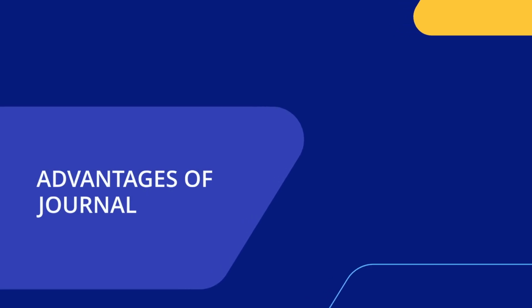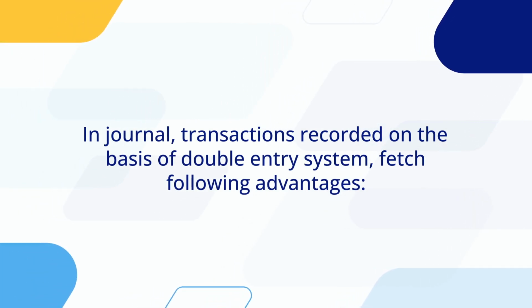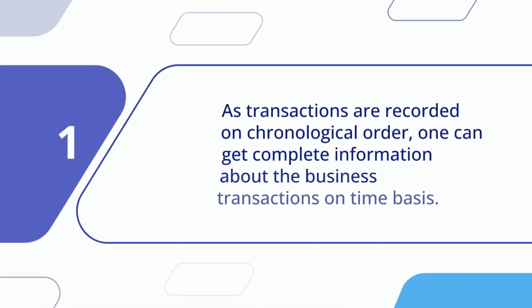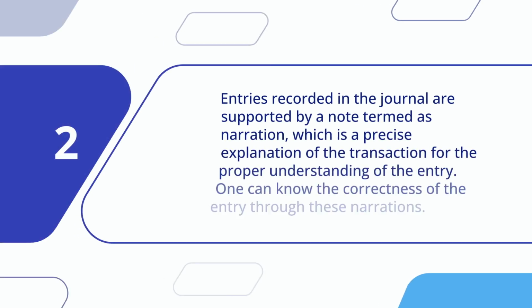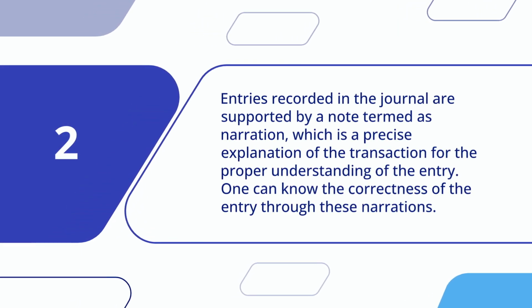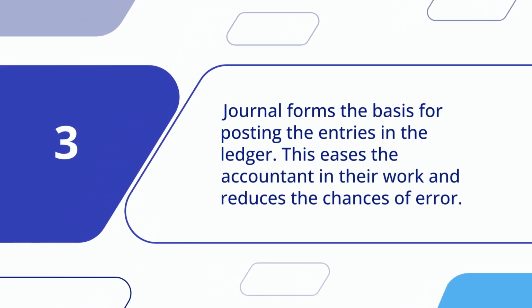Now, let's have a look at advantages of journal. In journal, transactions are recorded on the basis of double entry system, fetching the following advantages. 1. As transactions are recorded in chronological order, one can get complete information about the transactions on time basis. 2. Entries recorded in the journal are supported by a note termed as narration, which is a precise explanation of the transactions for proper understanding of the entity. One can know the correctness of the entity through these narrations. And 3. Journal forms the basis for posting the entries in the ledger. This eases the accountant in their work and reduces the chances of error.